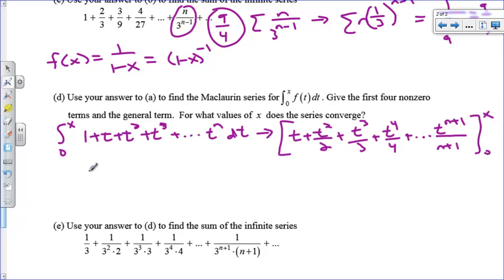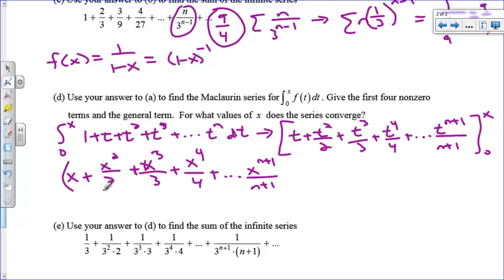So we're going to plug in an x for all our t's, so we'll get x plus x squared over 2, no factorials here, plus x cubed over 3 plus x to the fourth over 4 plus ... x to the n plus 1 over n plus 1, and then minus plug in 0. If I plug in 0 for all of those t's, I'm going to get a bunch of zeros, so that's not really going to affect anything. So here are the first 4 terms and the general term for the integral from 0 to x of f of t dt.